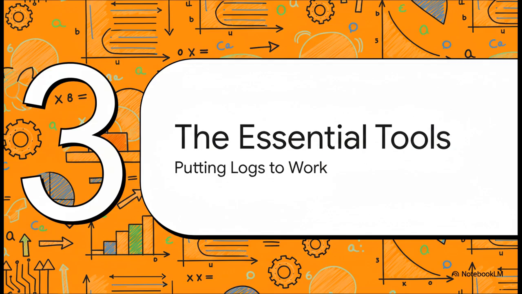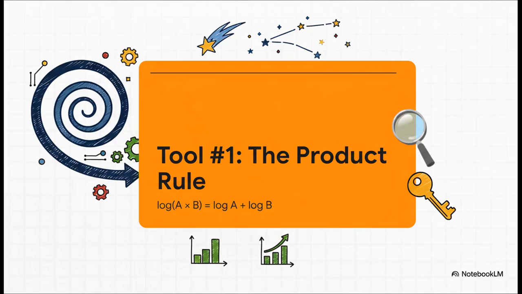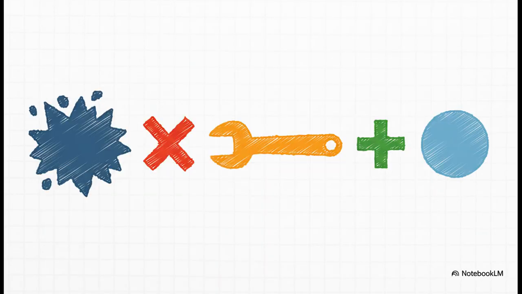Okay, knowing what they are is great, but the real magic happens when you start using them. So let's open up our logarithm toolbox and check out the 3 essential tools inside that are going to help us simplify some really complex stuff. Tool number 1, the product rule. Pretty straightforward. It just says that the log of two things multiplied together, let's say a times b, is the same as adding their individual logs together. Yeah, think of this as the combiner tool. It's awesome because it takes a potentially messy multiplication problem and turns it into simple addition. And let's be honest, adding is way easier than multiplying, right?